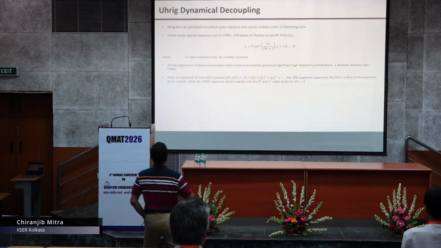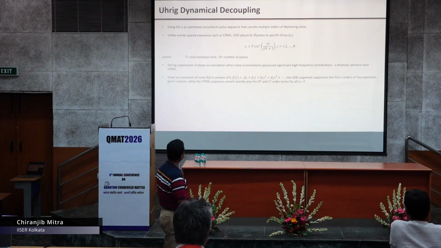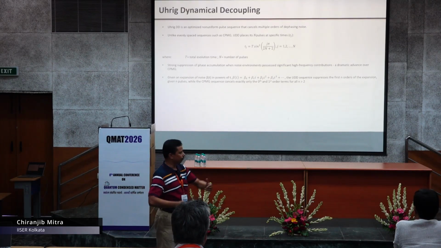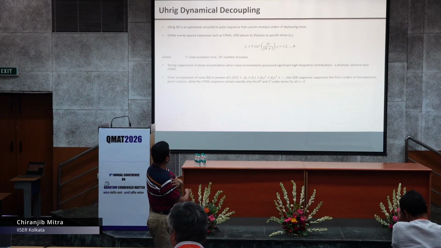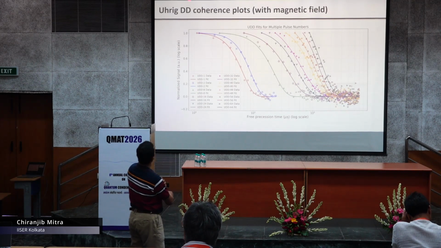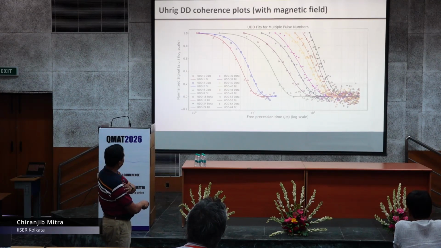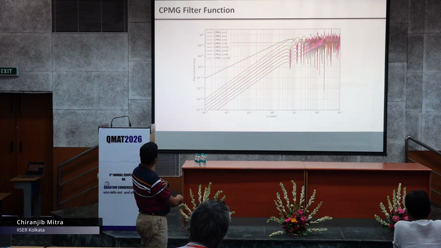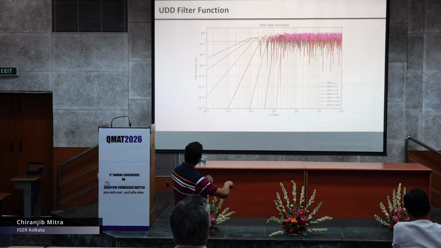Just 1 minute. So this is another thing, Uhrig dynamical decoupling. What is different from CPMG is that previously the pulses were all uniform, here the times at which they are given are not uniform and are given by this. This is the data from UDD, it is also similar, I keep increasing my n. If you want to compare, this is the CPMG filter and this is the UDD.